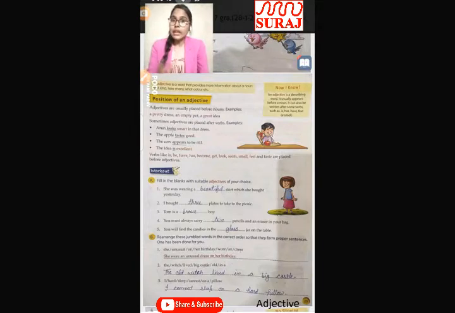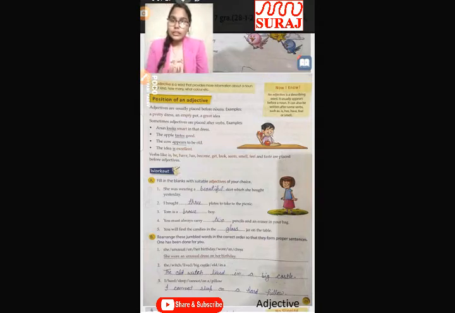Empty. Clear? I told you in the definition that an adjective tells more information about the noun. So here you are getting information about the noun, an empty pot. The pot is empty. So what is empty here? Adjective. Clear? Next, a great idea. So the idea is great. You are telling about your idea, so great is your adjective.